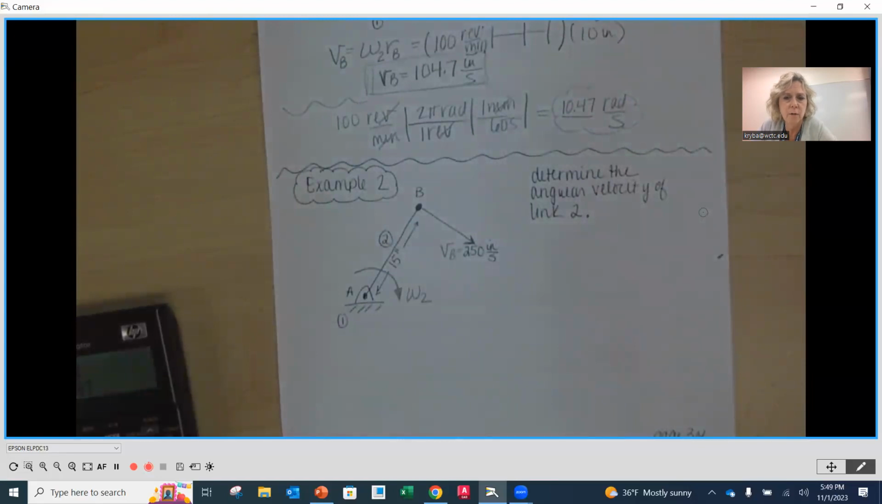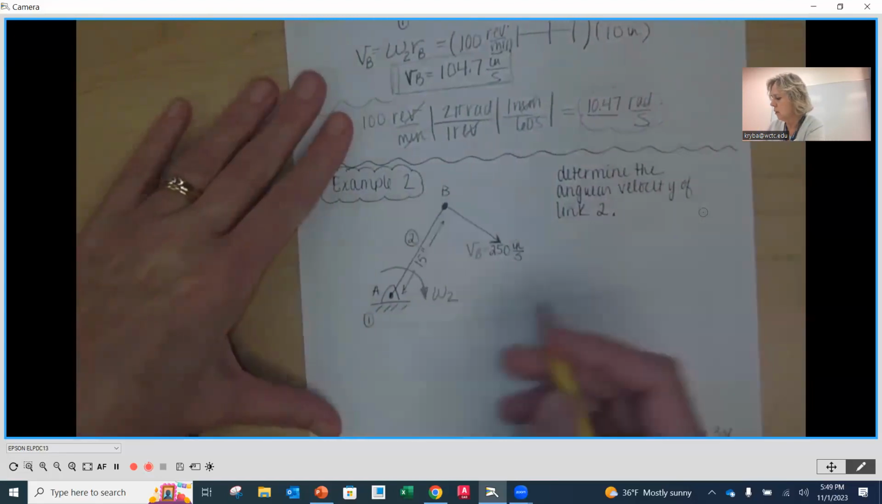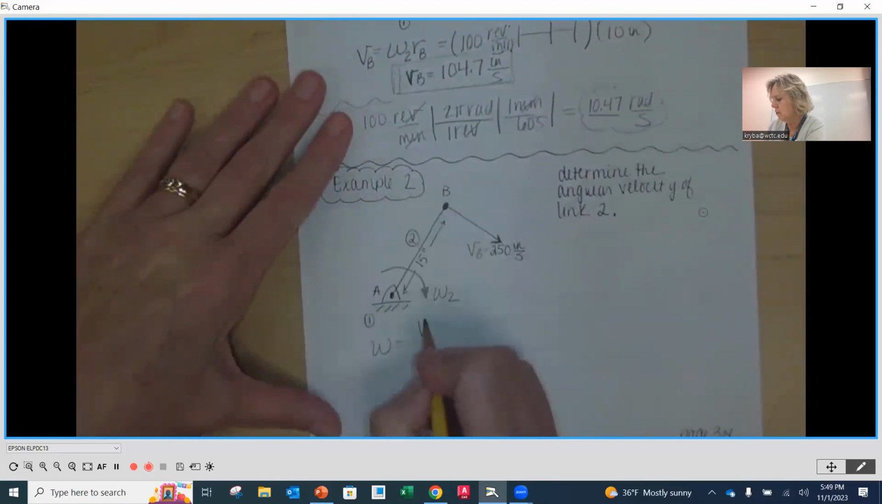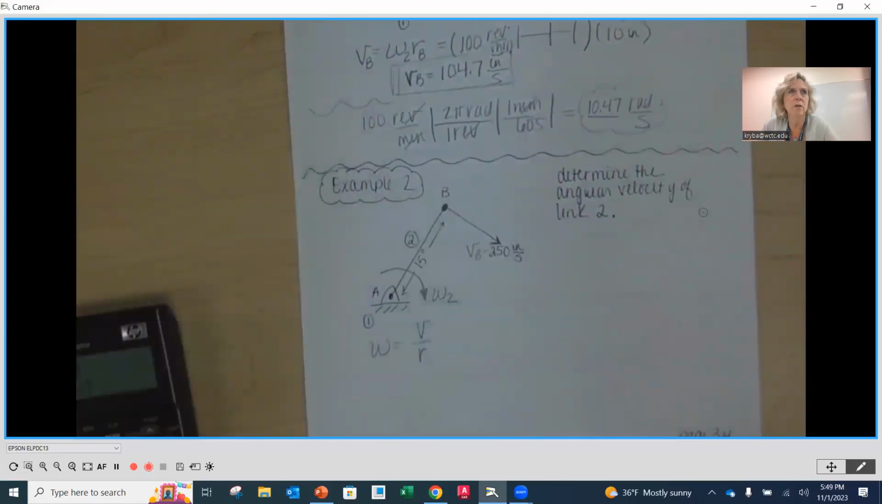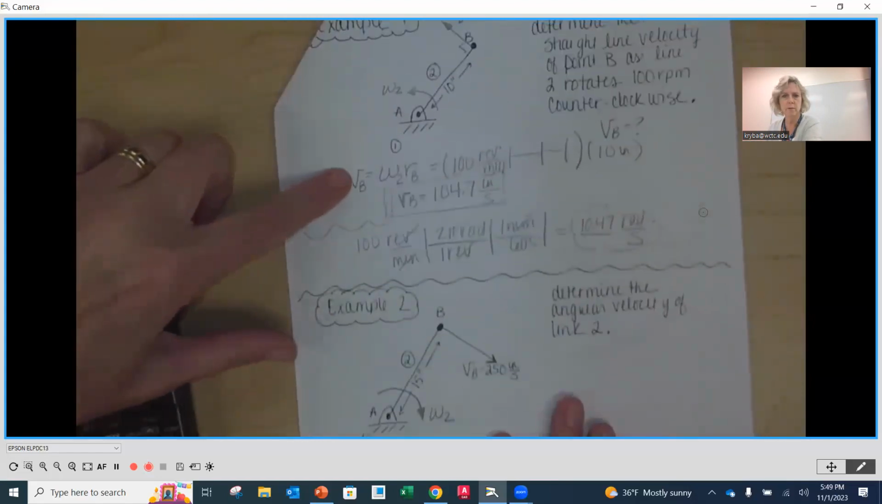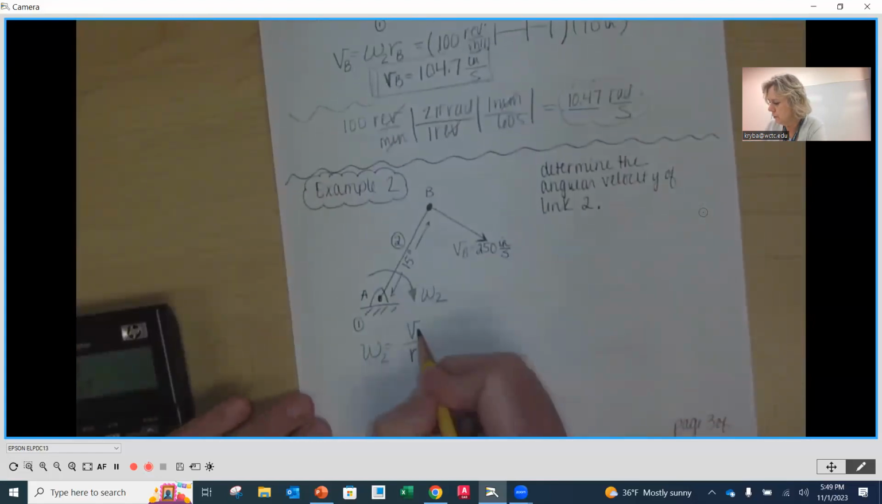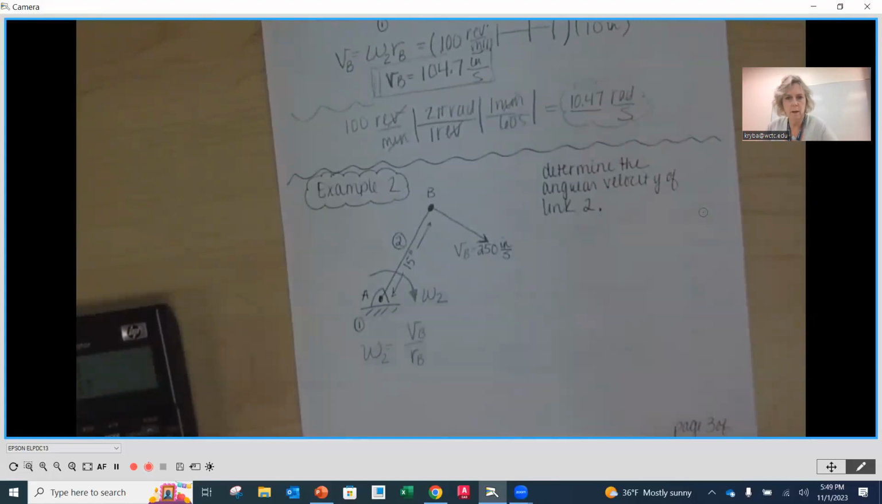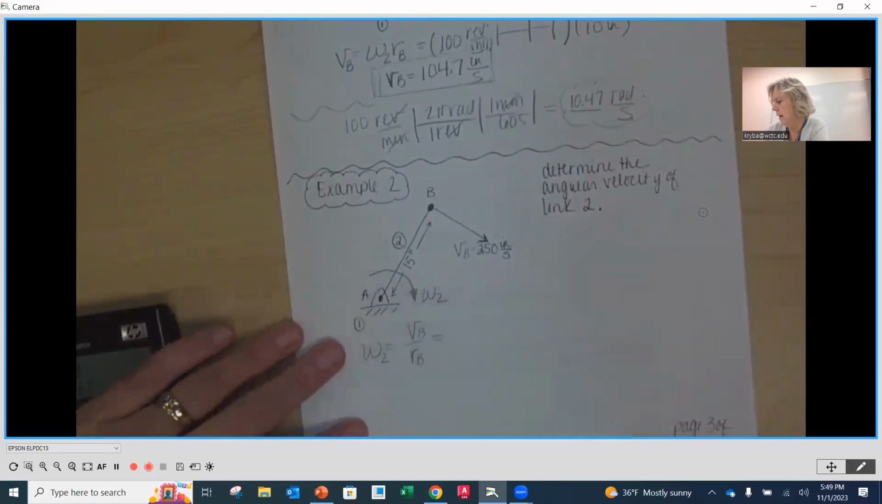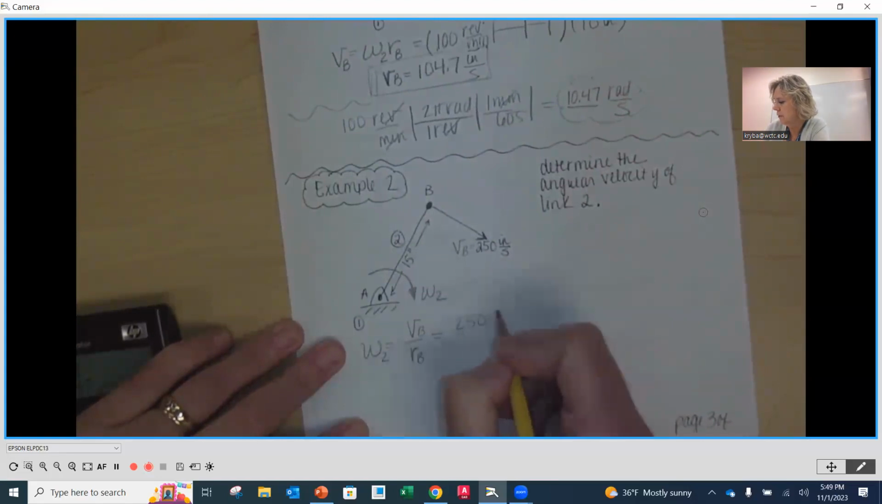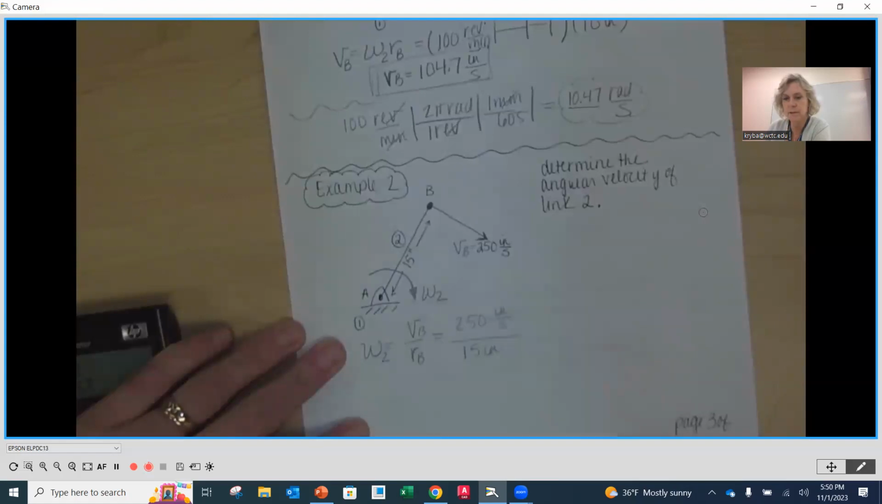Now, this time I want to solve for the angular velocity. So our base equation is W is equal to V divided by R. It's just a rearrangement of our base equation from here. So this is going to be W2, VB, and RB. Then we're going to plug in our values. Make sure you always put your equation in its variable form before you plug anything in. So this is going to be 250 inches per second divided by 15 inches.